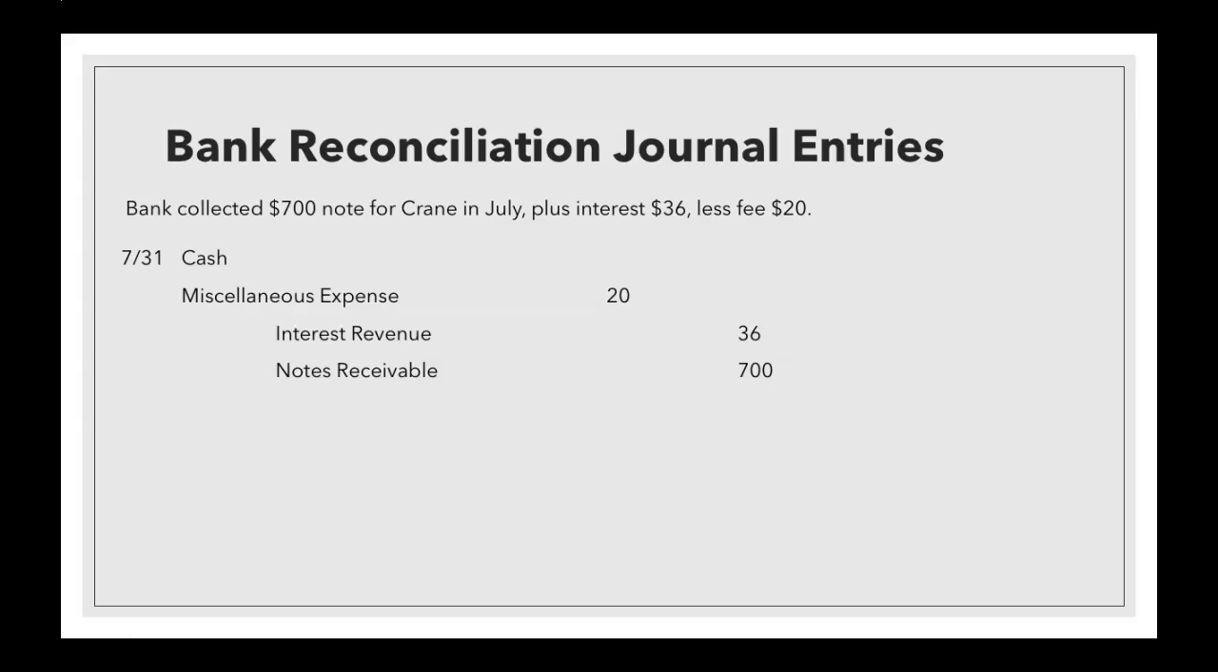Another way is that the cash amount in these entries will always be the amount that you have on your bank reconciliation itself. So on the bank reconciliation that we prepared, under collection of note, we put 716, right? Because all we did was we took the face value plus the interest revenue minus the fee. So there's a few different ways that we could have found that 716 there.